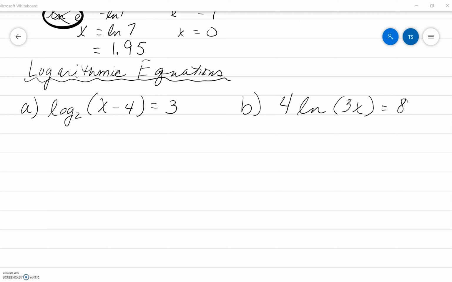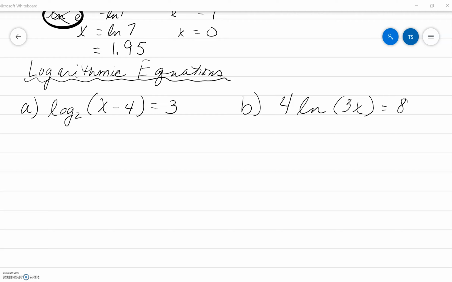Let's solve some logarithmic equations. So, here's a couple. Ultimately, what you want to do is make sure you only see log in the equation one time, and then you're just going to switch from logarithmic form to exponential form.